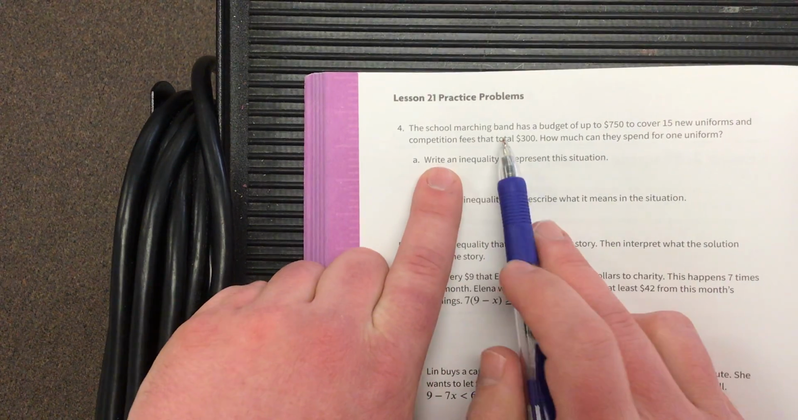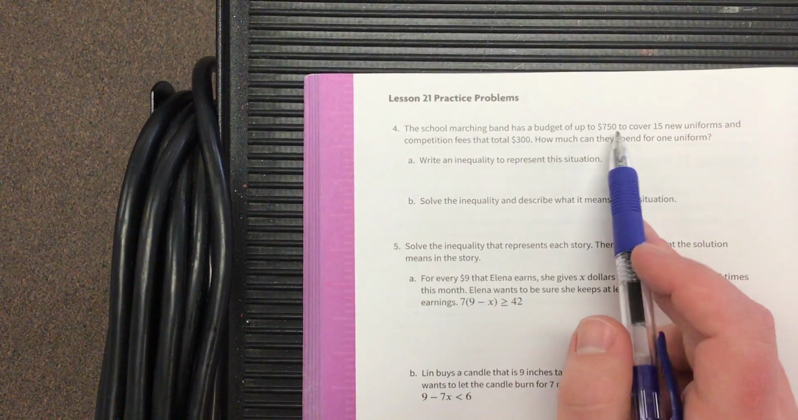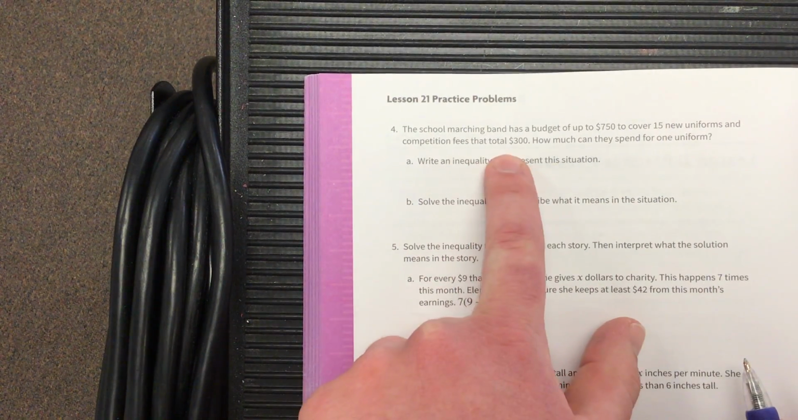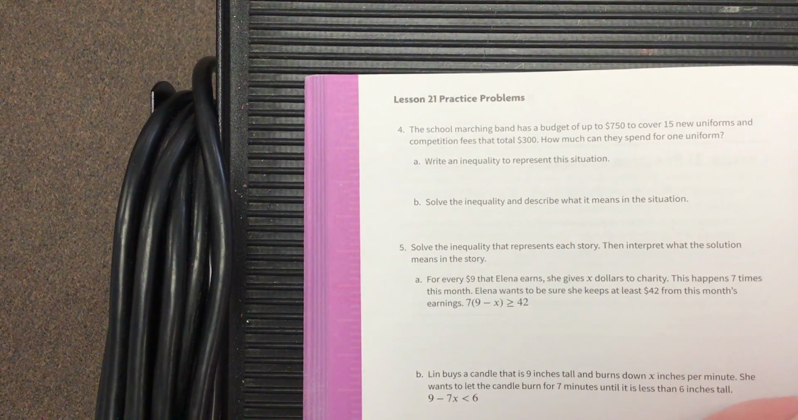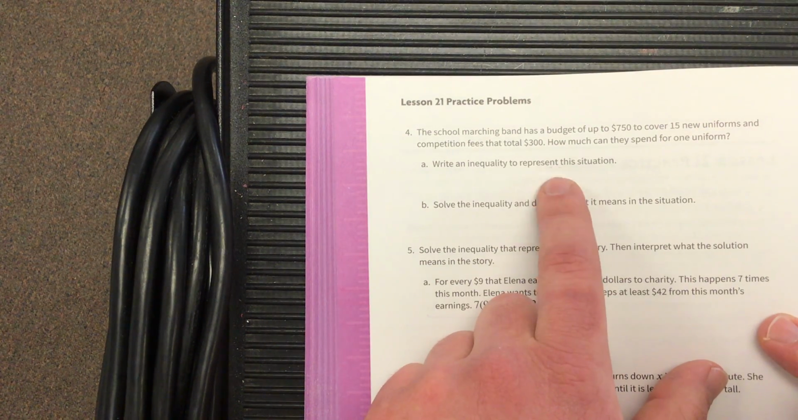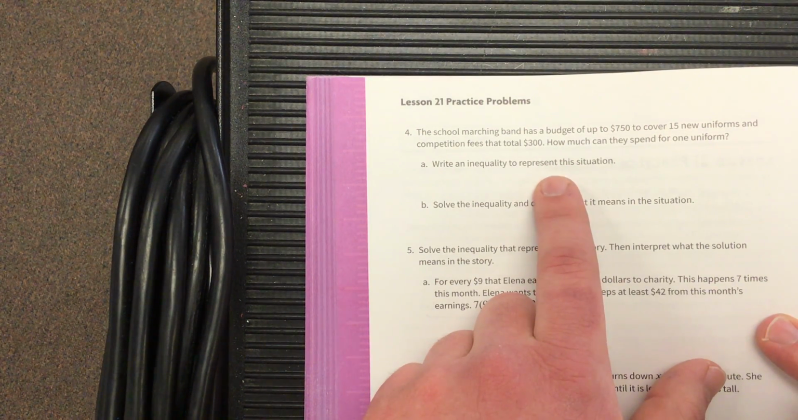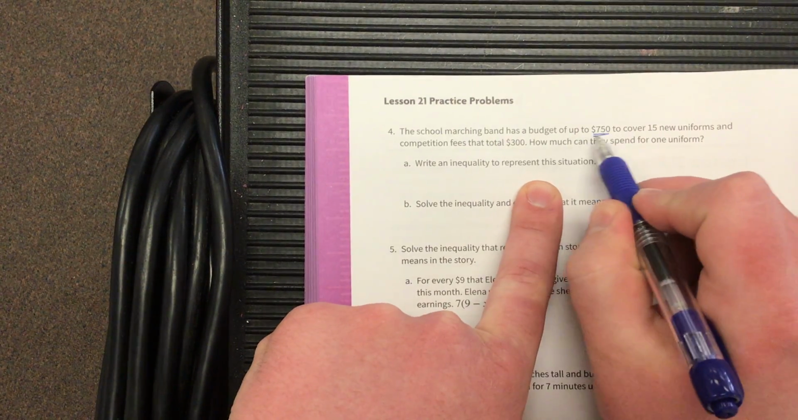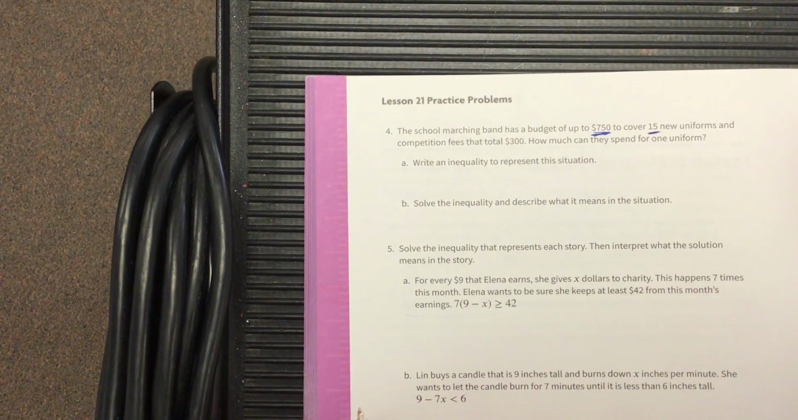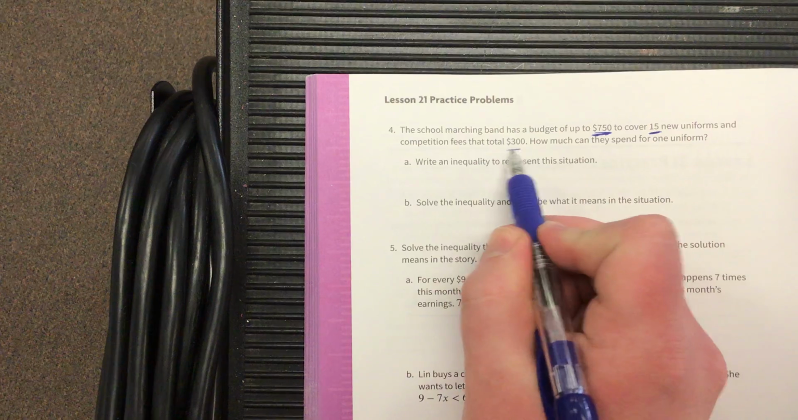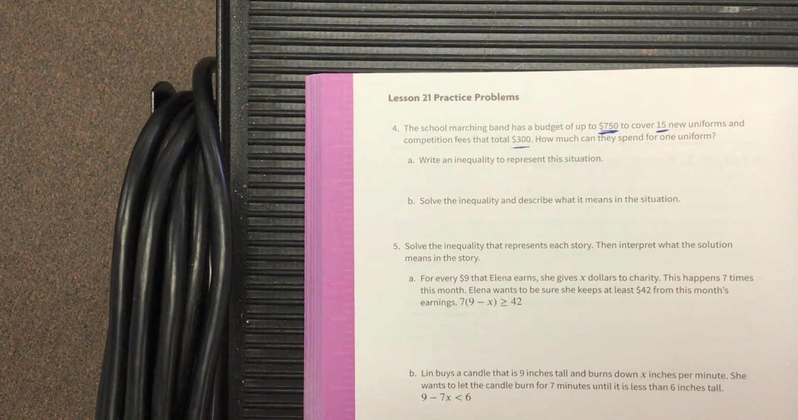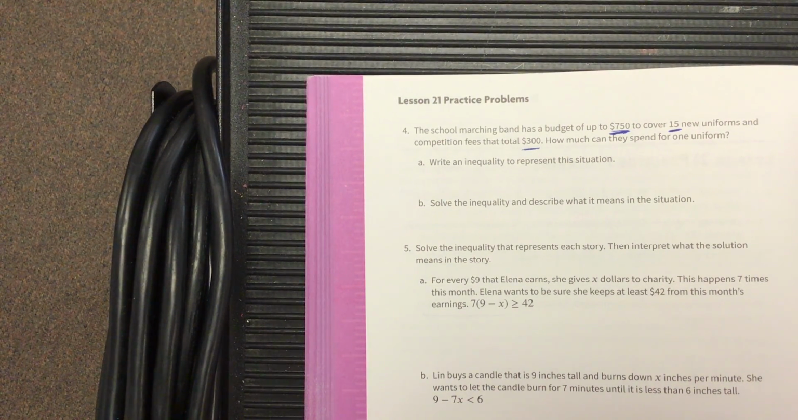All right, the next page we have number 4. It says the school's marching band has a budget of up to $750 to cover 15 new uniforms and a competition fee. That totals $300. How much can they spend for one uniform? So this one, I'll tell you, you're going to write an inequality. They have $750 to spend, and they want to figure out how much they can spend on each uniform. We know they already spent $300 on the competition fees, so we got to figure out how much they are allowed to spend, or how much they can spend at most on each uniform there.